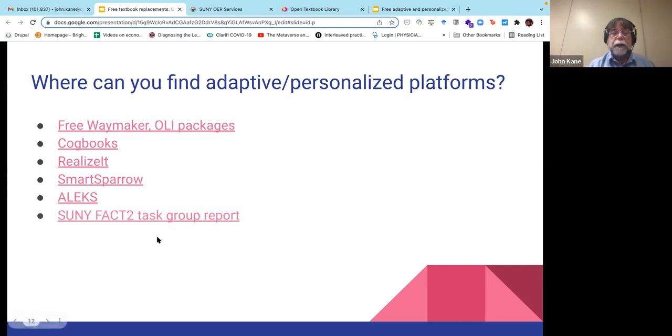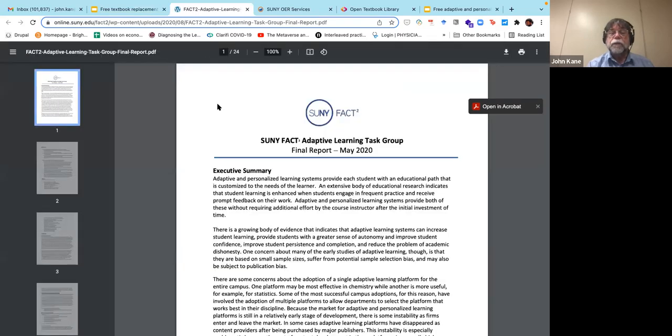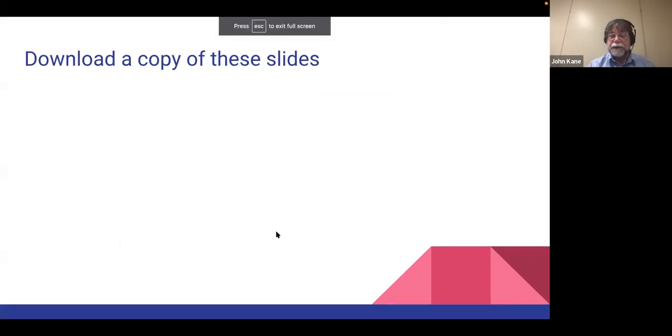There was also a group that I chaired with SUNY, the Faculty Advisory Council on Teaching and Technology, that has a report that summarizes a lot of the research on adaptive and personalized learning systems. And the report is right here. This was in May 2020, before the pandemic really hit very hard. And most publishers have some form of adaptive learning software to a greater or lesser extent.